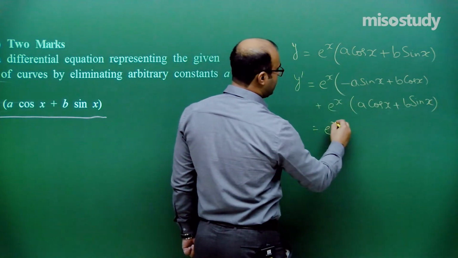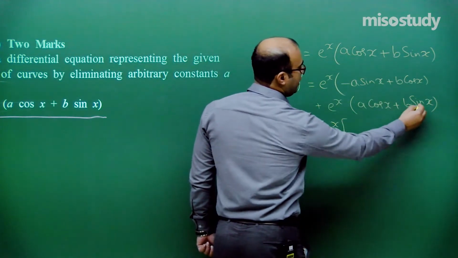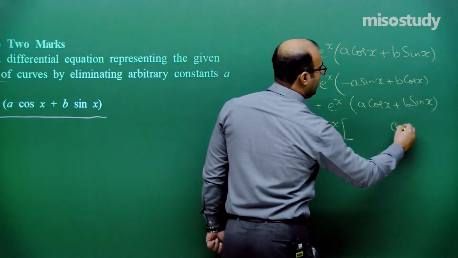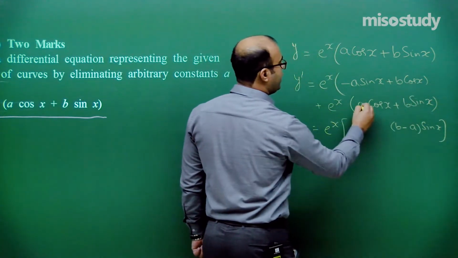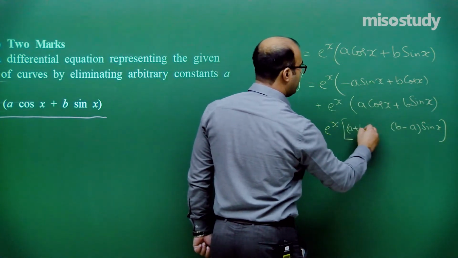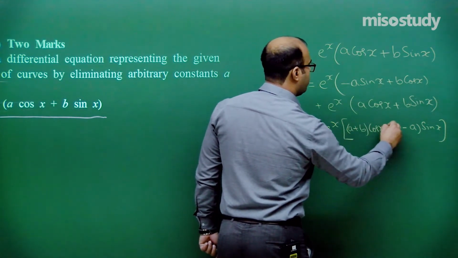That e to the power x is common. Sin x here and here will become b minus a sin x. And what about cos x? Here it is b, here it is a. So a plus b cos x. So we will add them.